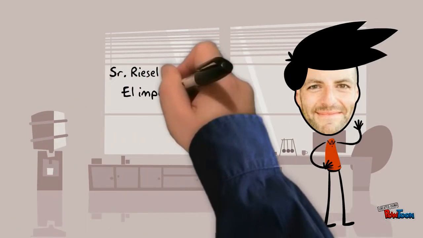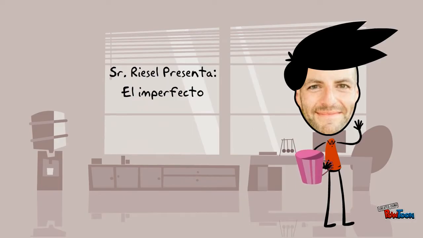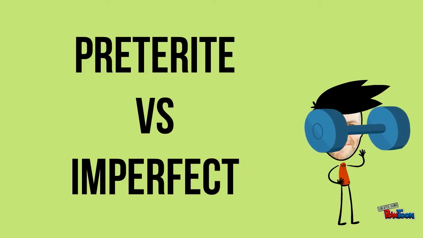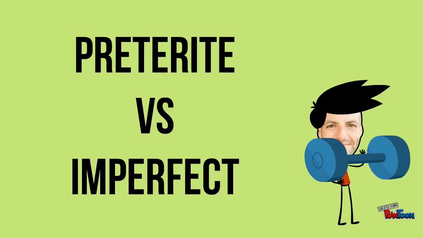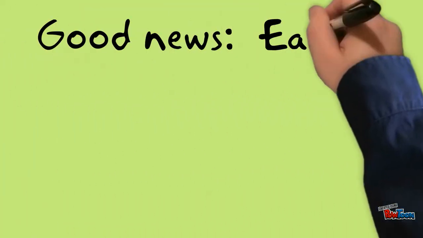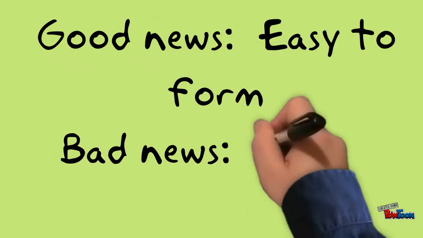Soy señor Riesel y en este video vamos a practicar con el imperfecto. El imperfecto, or the imperfect tense, is the second of two past tenses in Spanish. It's really easy to form and kind of fun to say. The trickiest part is deciding between the imperfect and the preterite tenses.